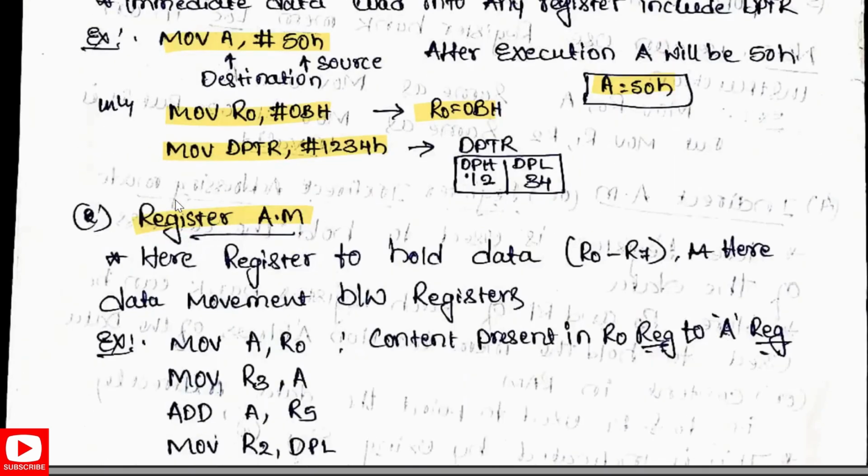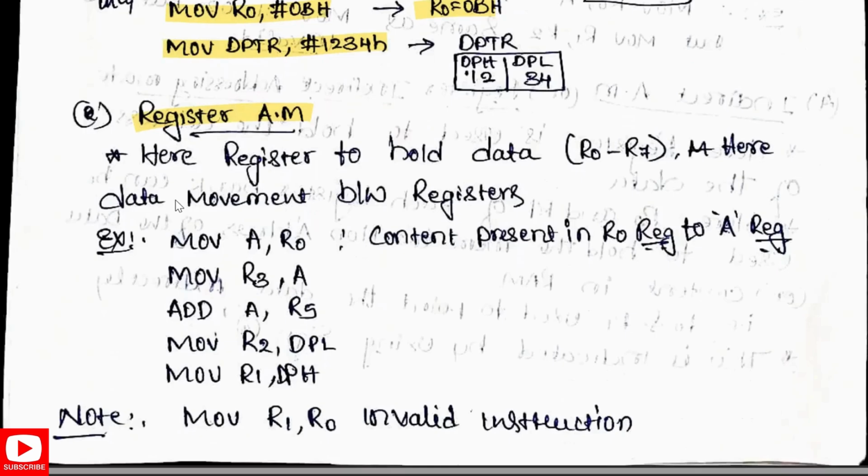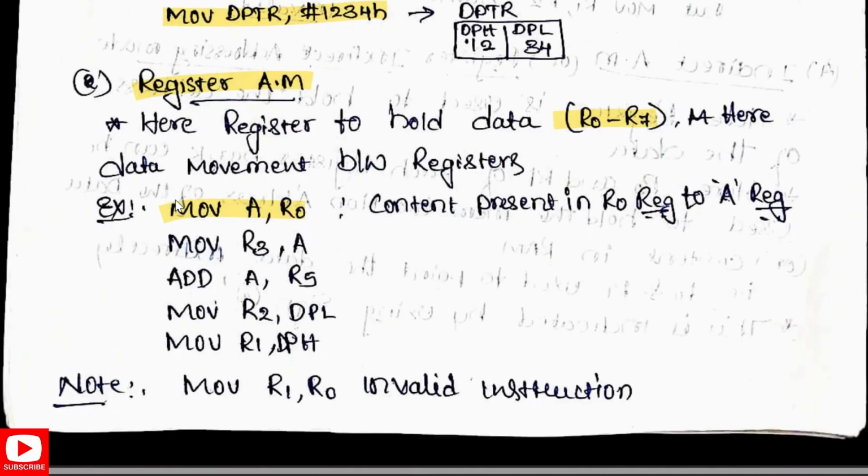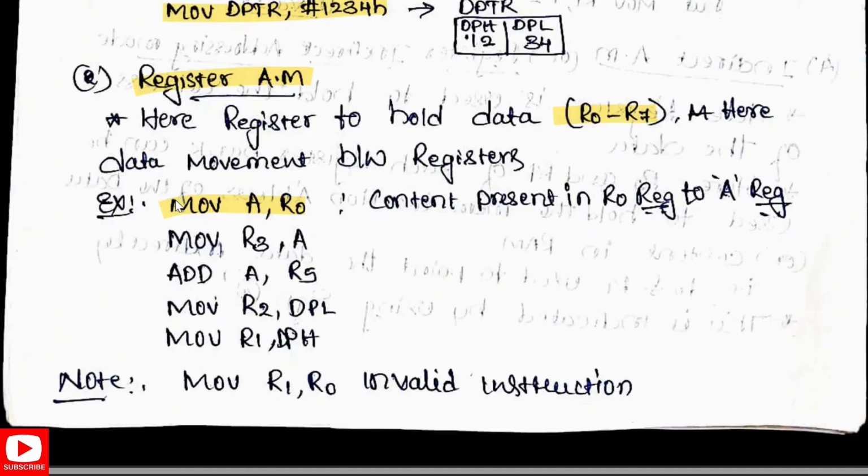Here the registers to hold the data are R0 to R7. Here data moves between the two registers. Example, let us consider MOV A, R0. Here the content that is present in R0 will get stored in the register A. Now what gets stored in A can be moved to R3, that is MOV R3, A. Already R0 value is stored in A, that gets shifted to R3. Now ADD A, R5 means the value of A and R5 gets added.